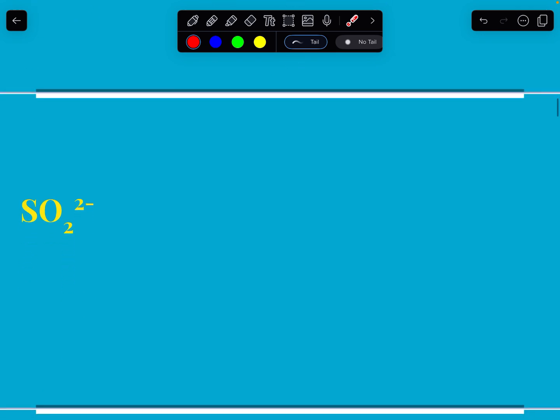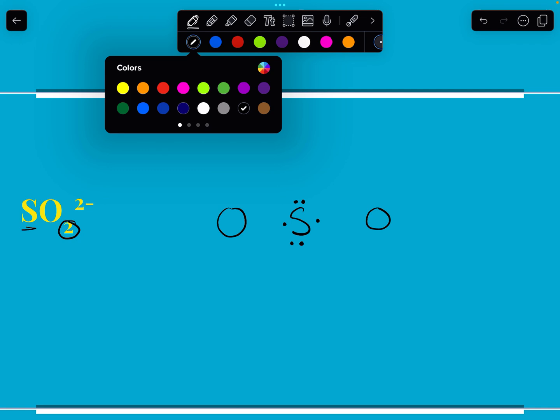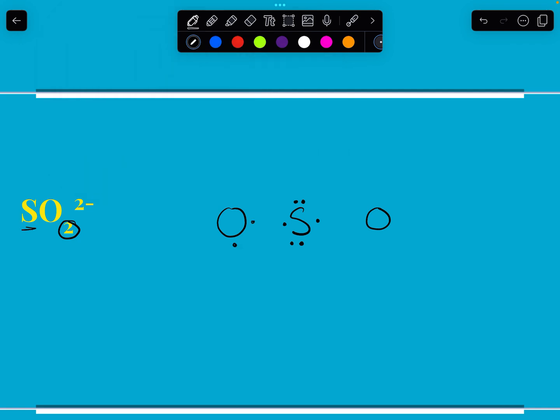We've got the SO2 2-, so bringing in a charge example again. Sulfur goes in our center, and then we have 2 oxygens because of that 2 right there. Sulfur comes with 6 valence electrons, so 1, 2, 3, 4, 5, 6. Once again, where you place your dots really doesn't matter. Just notice we never put more than 2 on a side to begin with. Oxygen also is coming with 6, so 1, 2, 3, 4, 5, 6, and 1, 2, 3, 4, 5, 6.